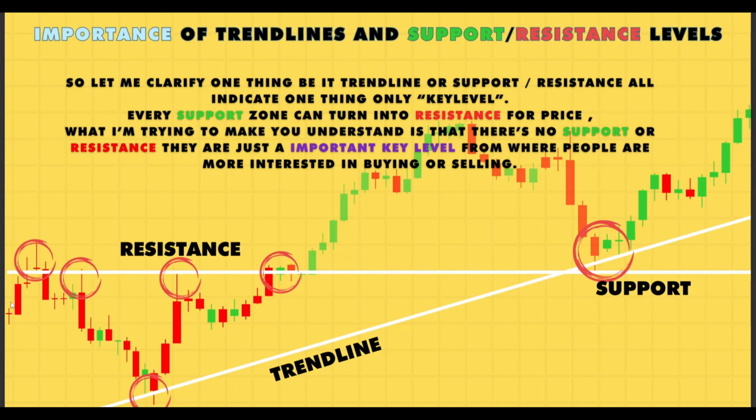Okay, so price went up and came down again, rejected from here, here, and here. But when it broke above, the price started taking support from the same level. So the resistance level can also become a support level, or the support level can also become a resistance level.